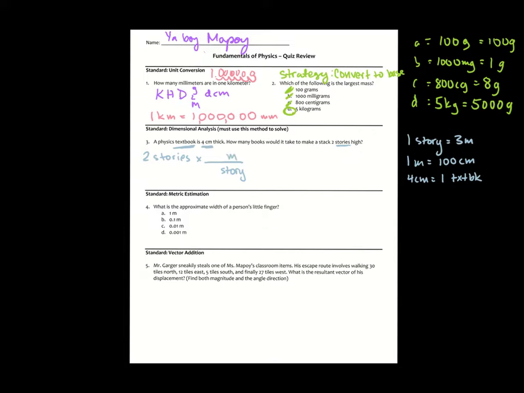And then we're going to copy these numbers over from our right side conversion factors. So I'm going to write 3 meters and 1 story over here. What I'm going to show you is that stories cancels out top and bottom, so those units are no longer there, and now we have meters.